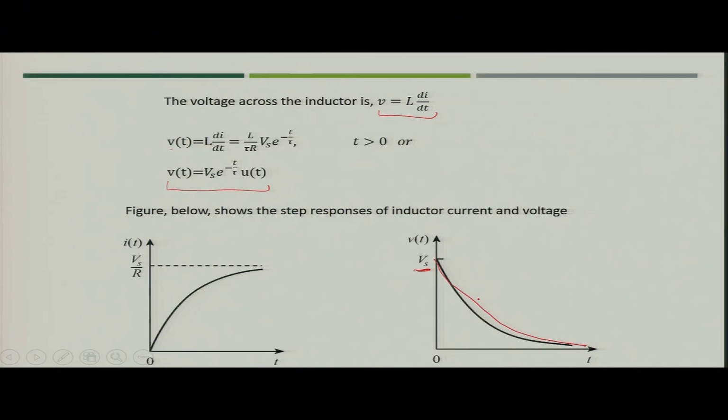This is just opposite to our capacitor response. In the case of a capacitor, the voltage rises to its steady state value, while in the case of an inductor the voltage settles down to 0. Similarly, current in this case settles to a steady state value, while in the case of a capacitor the current settles down to 0. So, you can say that the voltage and current responses for L and C are opposite to each other.